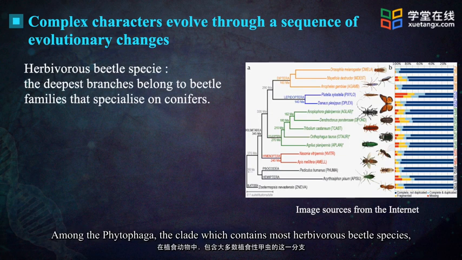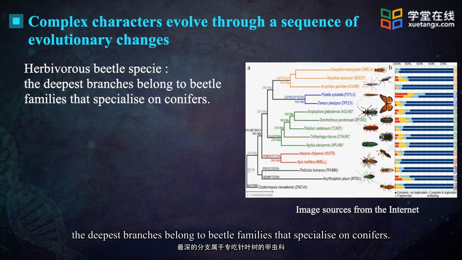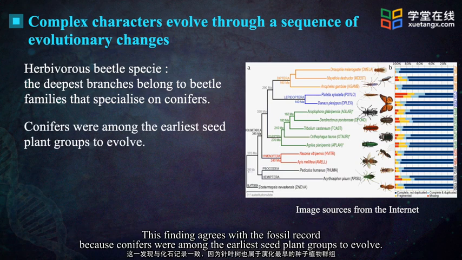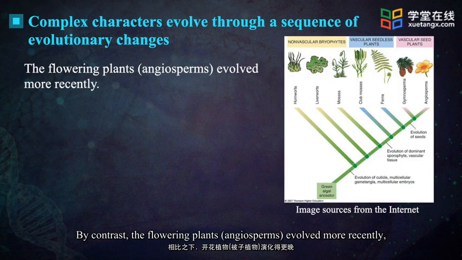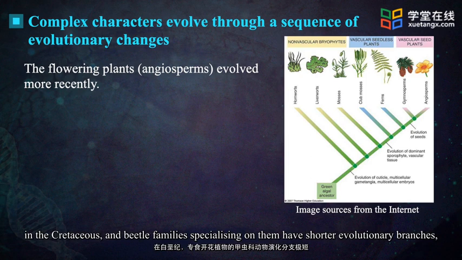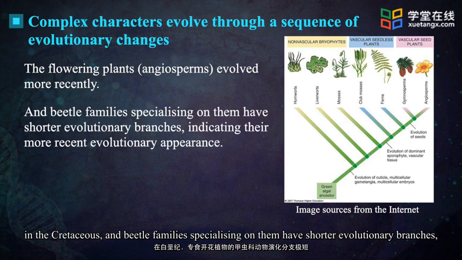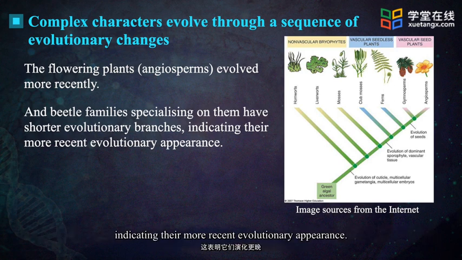Among the Phytophaga, the clade which contains most herbivorous beetle species, the deepest branches belong to beetle families that specialize on conifers. This finding agrees with the fossil record because conifers were among the earliest seed plant groups to evolve. By contrast, the flowering plants, angiosperms, evolved more recently in the Cretaceous, and beetle families specializing on them have shorter evolutionary branches, indicating their more recent evolutionary appearance.